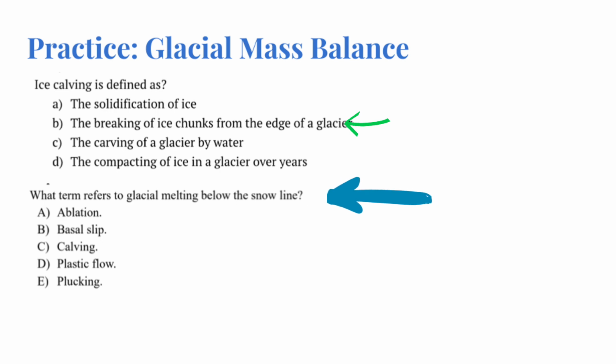What term refers to glacial melting below the snow line? Okay, so below the snow line. This means that something is losing. So if you take a look at the answer choices, ablation would be the best answer because it says glacial melting, and we know that glacial melting causes the loss of a glacier, which ablation is. Calving, C, also refers to a process that makes the glacier lose itself, but calving, remember, is the process of breaking ice, breaking the ends of the glacier, and usually forms icebergs. So C is not the answer here, so the answer is A.